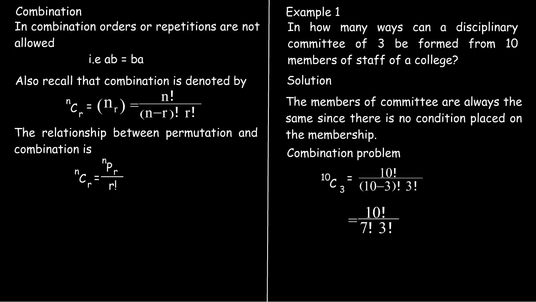factorial, 3 factorial, which is also equal to 10 times 9 times 8 times 7 factorial divided by 7 factorial times 3 times 2. 7 factorial in the denominator and the numerator will cancel out, so it will be equal to 10 times 3 times 4, which is equal to 120.